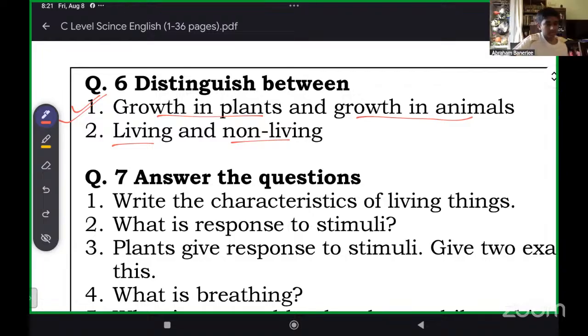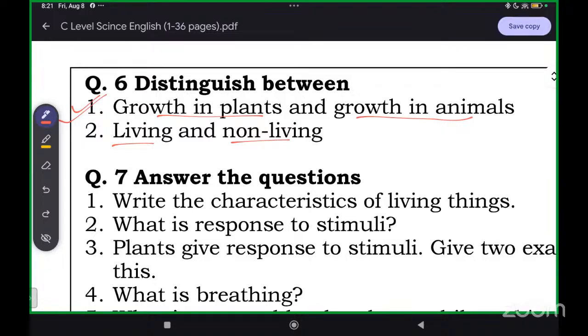Ma'am, I have two homeworks, the sixth question and the fifth question, right? Yes. Sixth question, first part. Sixth question, second part is very easy. Living and non-living is all the characteristic points. Those will come in living. For non-living, just do the opposite.